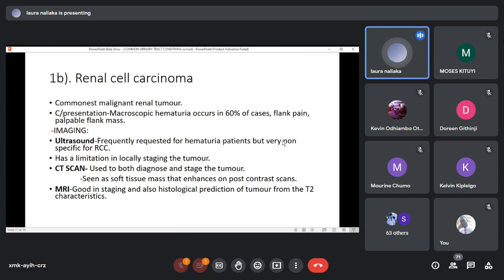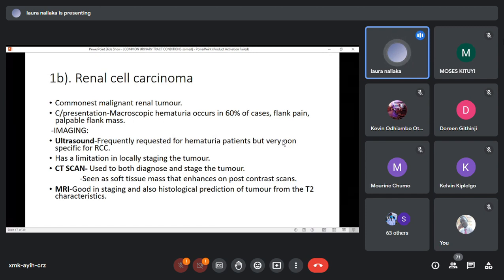We go to renal cell carcinoma, another cause of hematuria. Renal cell carcinoma is a common malignant renal tumor. The clinical presentation is usually a triad where the patient presents with macroscopic hematuria, which occurs in 60% of cases, flank pain, and also a palpable flank mass, especially if it's a very big tumor.